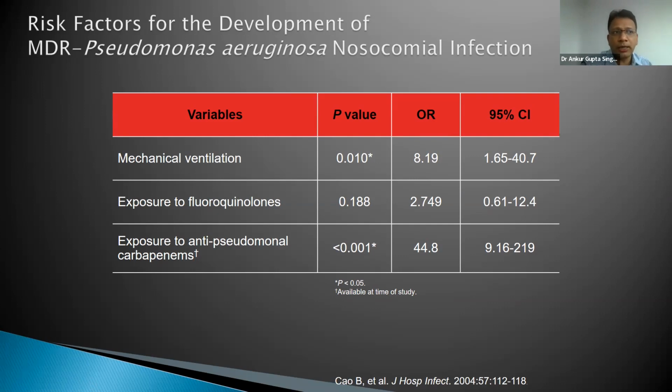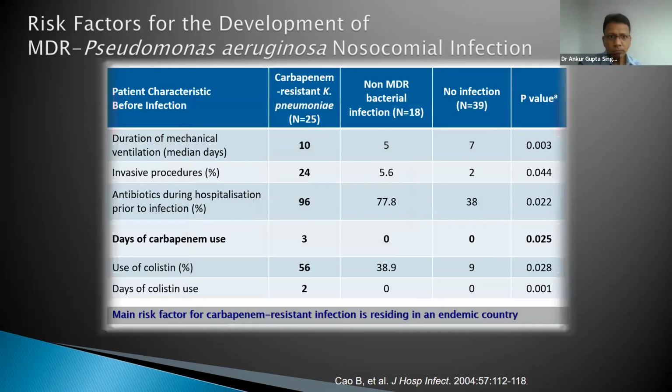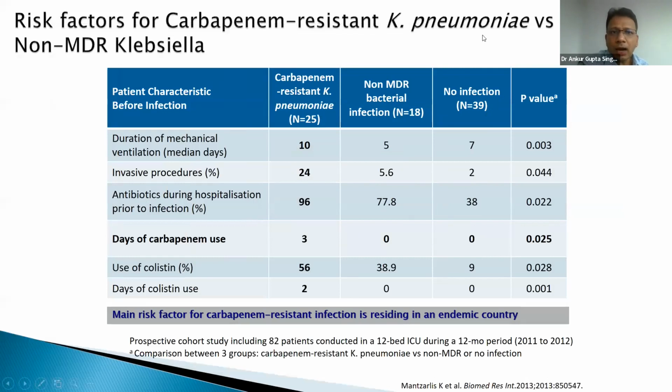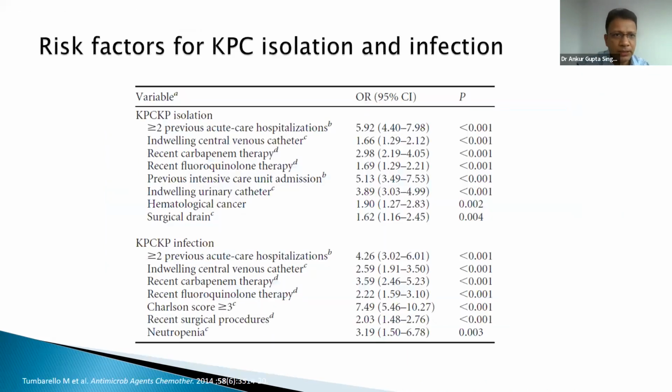Prior history of the patient getting fluoroquinolones and carbapenems. Apart from that, any surgery, mechanical ventilation, urinary catheterization. See this, for CRE, carbapenem resistant Klebsiella, sorry, what are the risk factors? Again, mechanical ventilation, invasive procedures, number of days of carbapenem use, antibiotics during hospitalization prior to infection. So again, I'm coming to the same thing, that the major reasons are these exposures for a patient to acquire such resistant infections. Again, KPC is the same, I have covered.